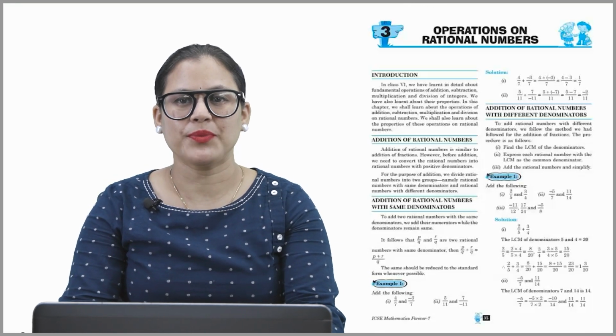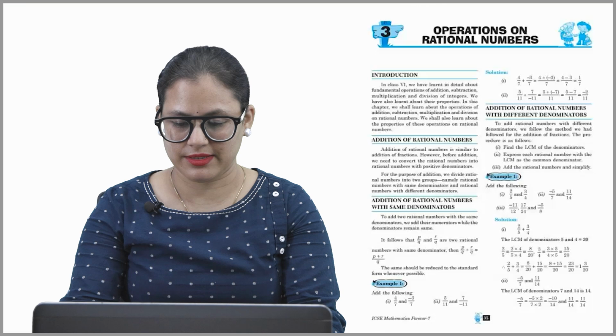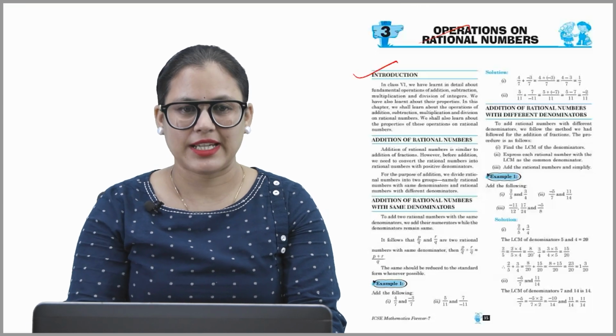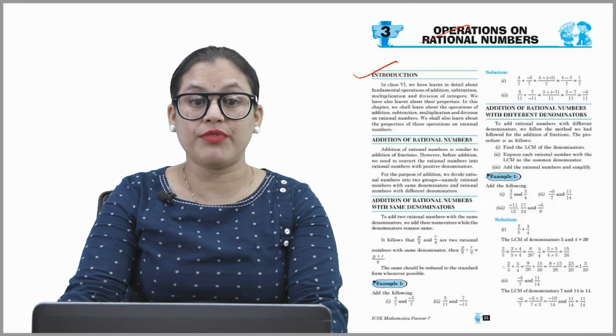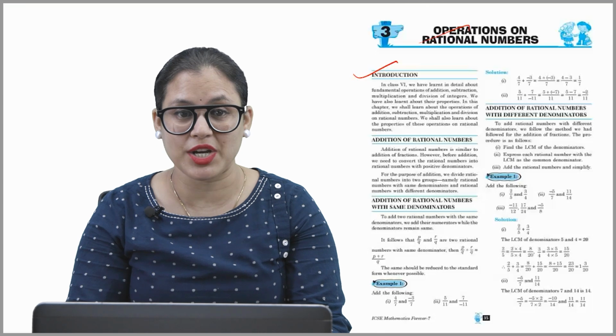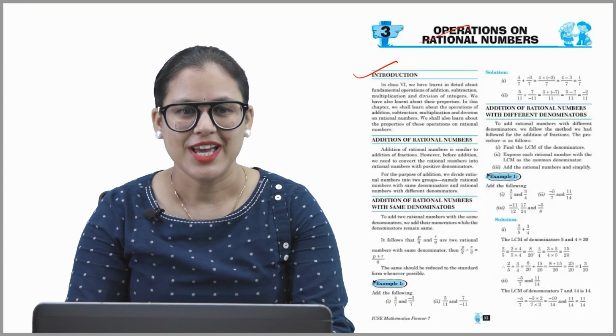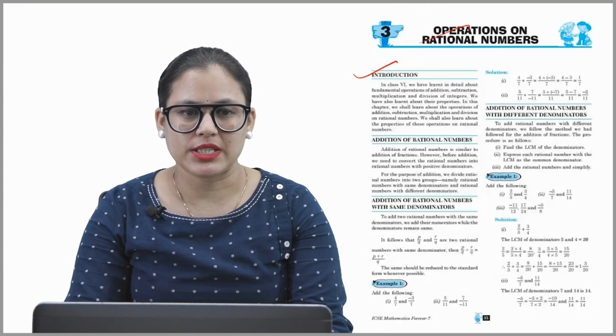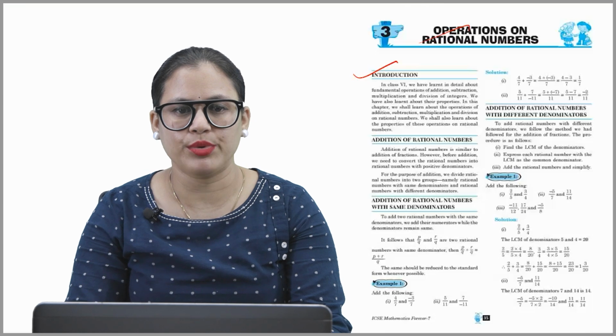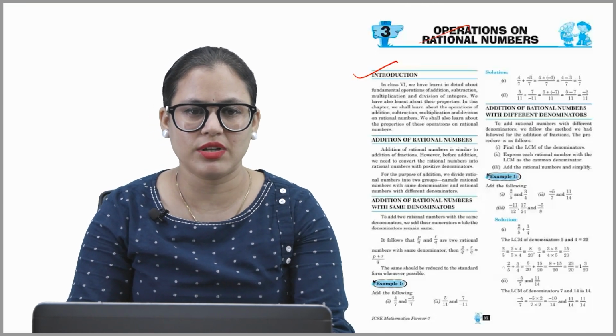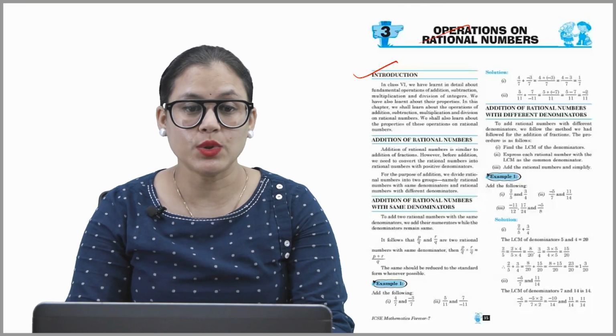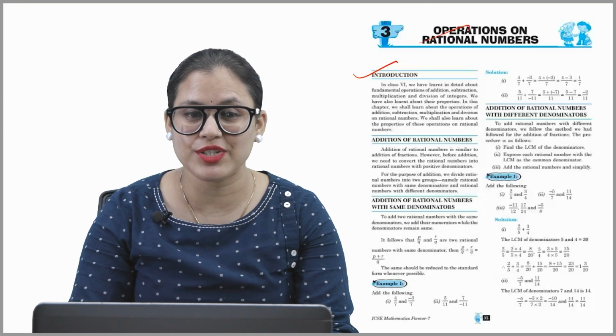Let's start today's chapter, Operations on Rational Numbers. Introduction. In class 6, we have learned in detail about fundamental operations of addition, subtraction, multiplication and division of integers. We have also learned about their properties. In this chapter, we shall learn about the operations of addition, subtraction, multiplication and division on rational numbers. We shall also learn about the properties of these operations on rational numbers.